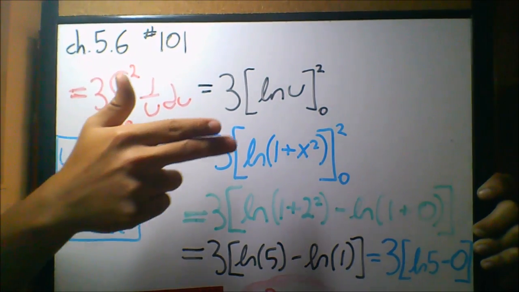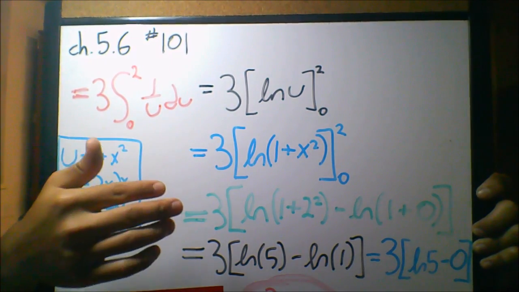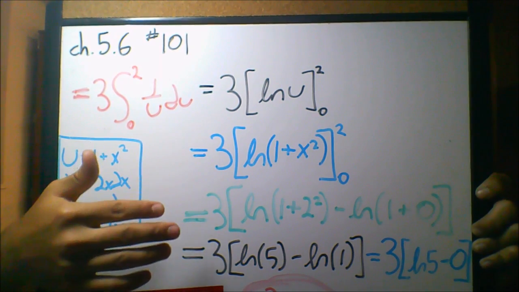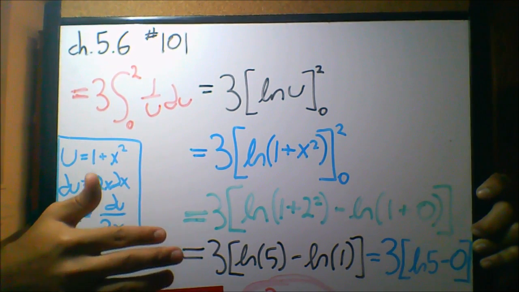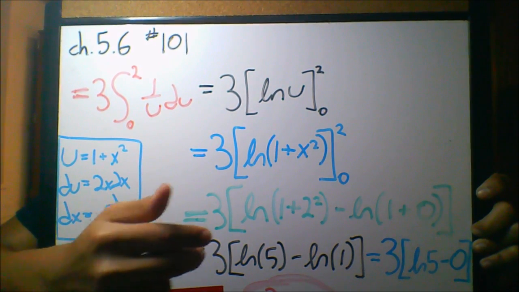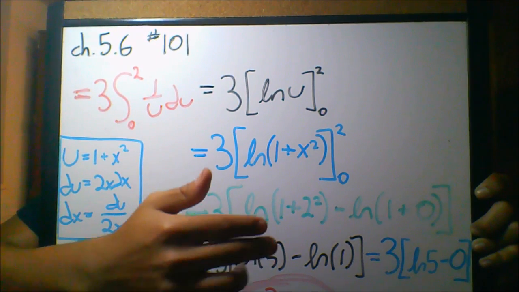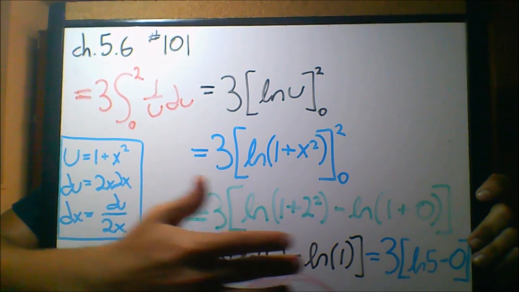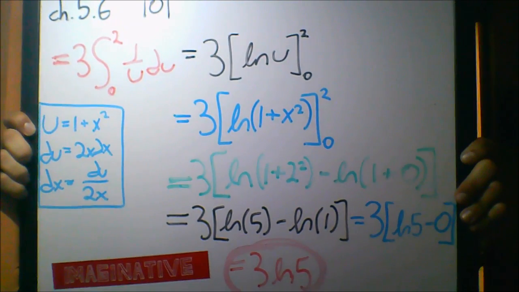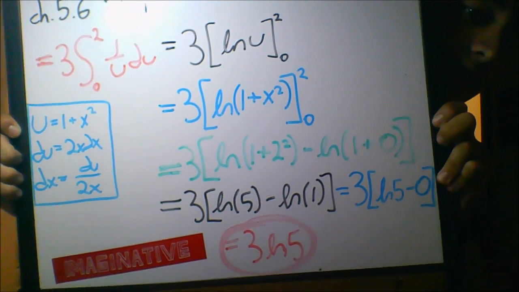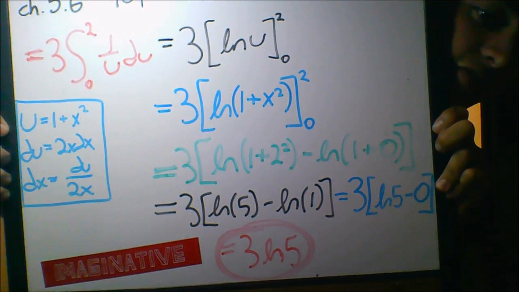Then we can plug in those limits, having what we have here in green, and when we write it all out, we end up with 3 times the natural log of 5 minus the natural log of 1. Now, the natural log of 1 is 0, so in the end, our final answer is going to be 3 times the natural log of 5.